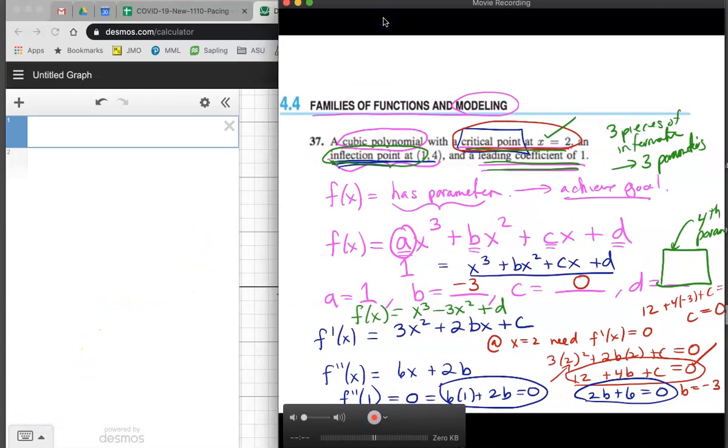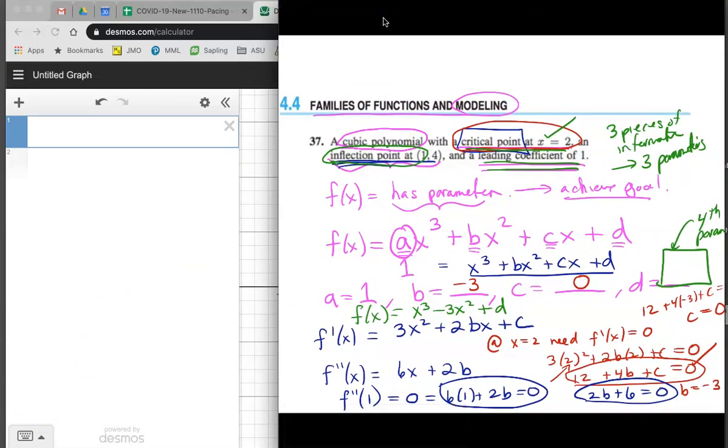That 4th piece of information is right here. The function needs to have an inflection point at (1, 4), which means that the function evaluated at 1 is supposed to equal 4. The function has to go through this point. So when you put 1 into this function, you get 1 minus 3 plus d, and there is your next equation: 4 equals negative 2 plus d, which means that d has to equal 6. So here are all the parameters identified.